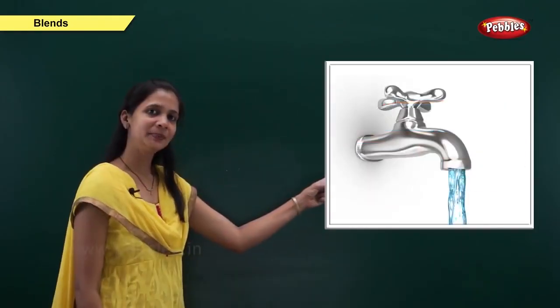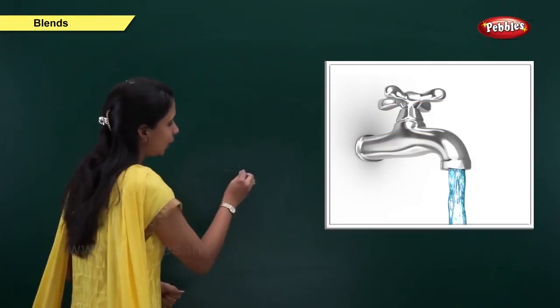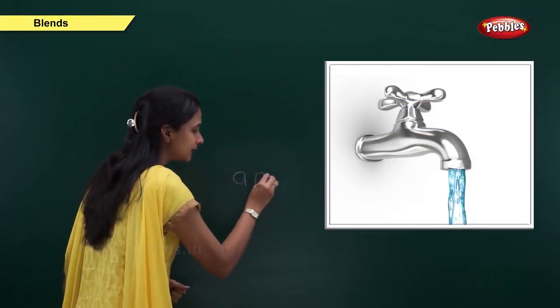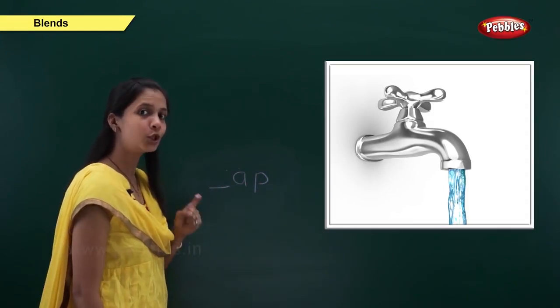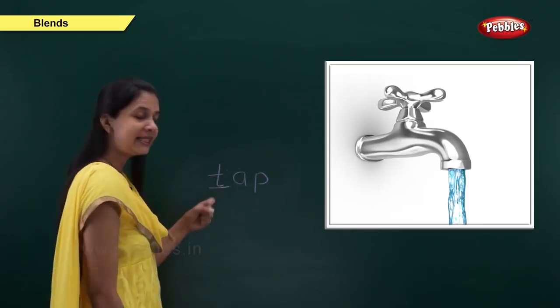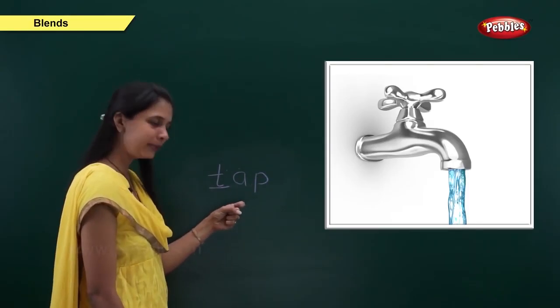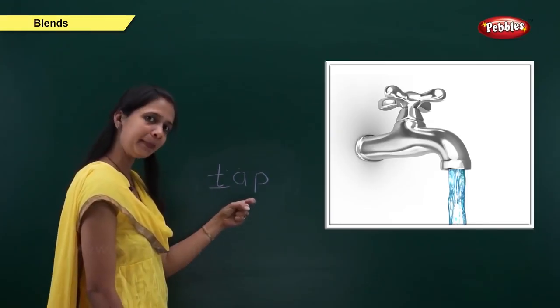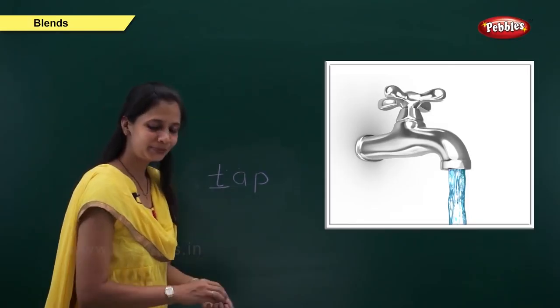What is it? Yes, it is tap. So what is the beginning sound of it? Tap. So T. It is T. T says T. T-A-P. Tap. T-A-P. Tap. Okay. Now next one.